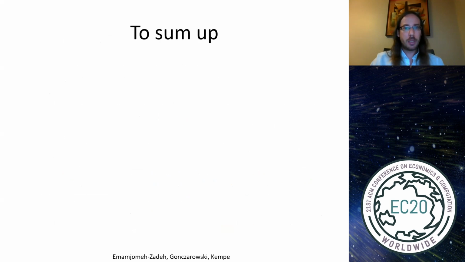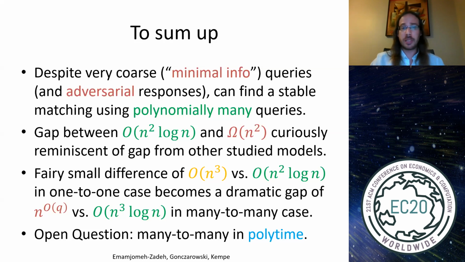So to sum up, despite very coarse, you could say minimal-info queries and adversarial responses, we can find a stable matching using polynomially many queries. There is a big gap between the n squared log n upper bound and the n squared lower bound, curiously very reminiscent of the gap from other widely studied, very different models. A fairly small difference of n cubed versus n squared log n in the one-to-one case became a dramatic gap of exponential versus polynomial in the many-to-many case. So there is a lesson to be learned here about chiseling as hard as you can, even removing that n over log n in the one-to-one case, because it actually became very useful when we generalized.